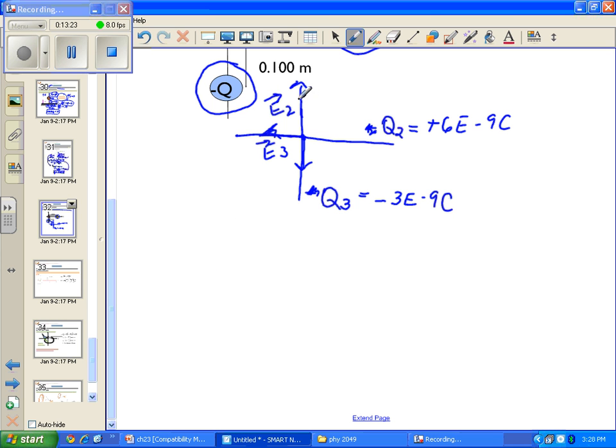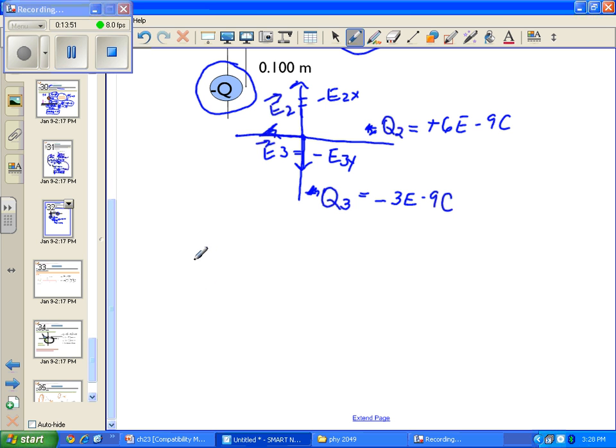E2 is only going to have a negative E2x. In other words, it lies entirely along the negative x-axis and does not have a projection on y. It is negative because it points to the left. E3 points downward, so it too is negative, but it only has a component in the y direction.